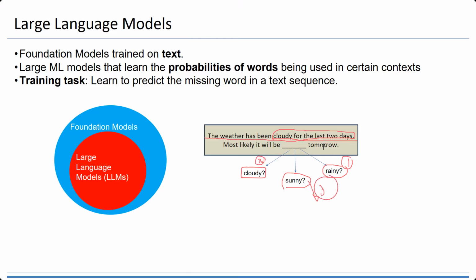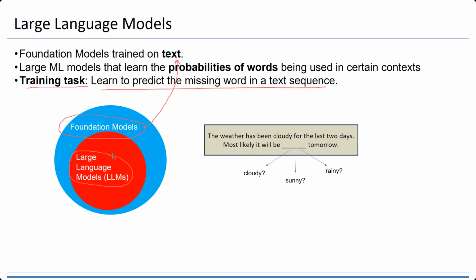So how do we know about this one? Because we already have the knowledge. But if the computer needs to answer this problem, how does the computer know? So the computers or the foundation models need to analyze many texts. So they have the training texts, and learn to predict the missing word in the text sequence. So the foundation models learn a lot from many texts, and sometimes we call them the large language models.